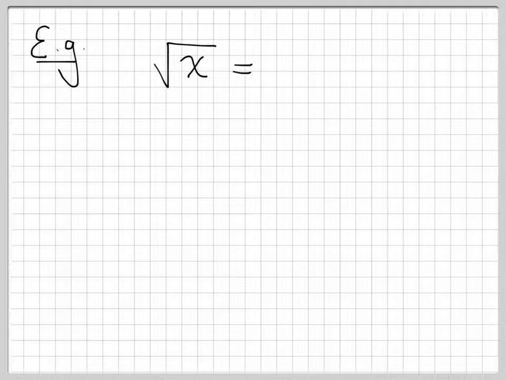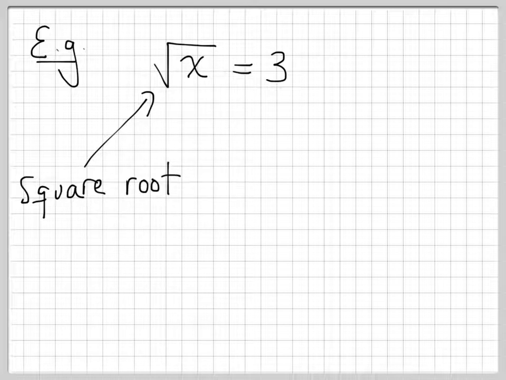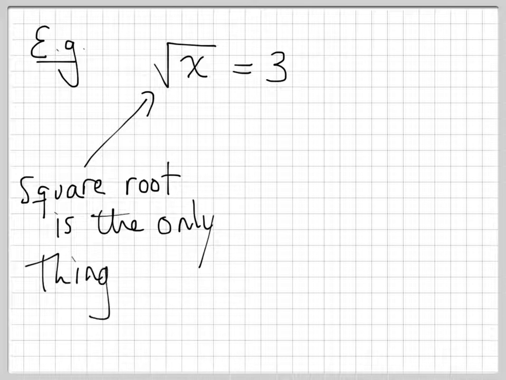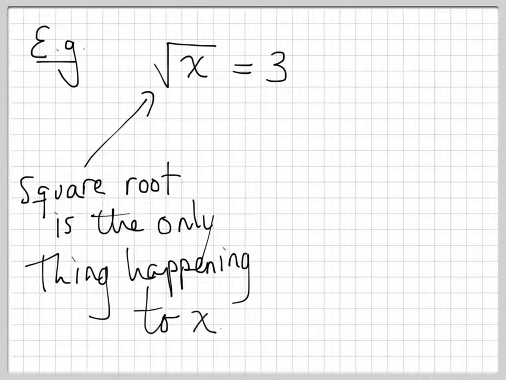So this is how we can solve equations involving radicals too. So our first example is just going to be the square root of x equals 3. And so the square root is the only thing happening to x. Right? So here the square root is the only thing happening to x.